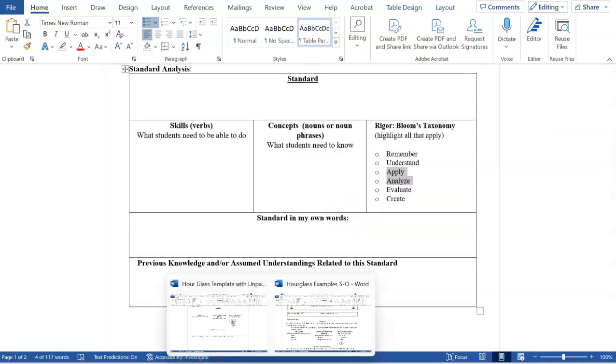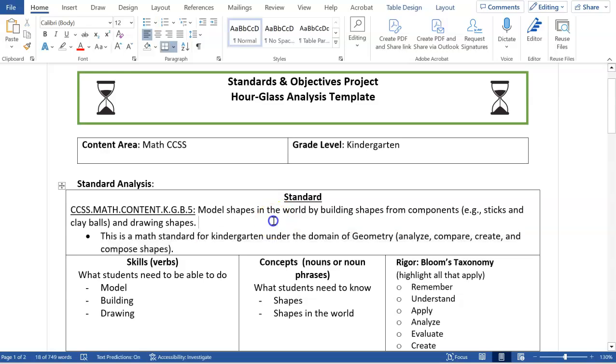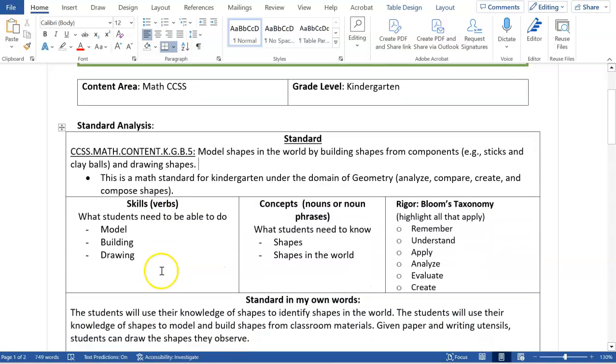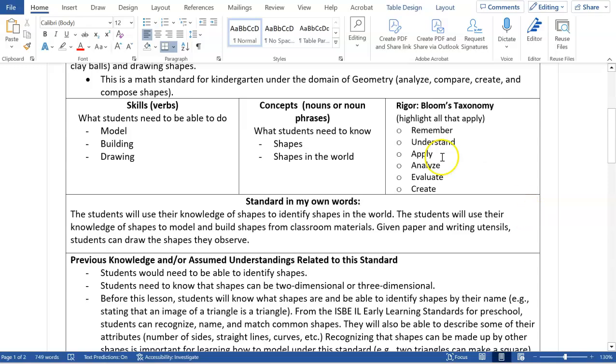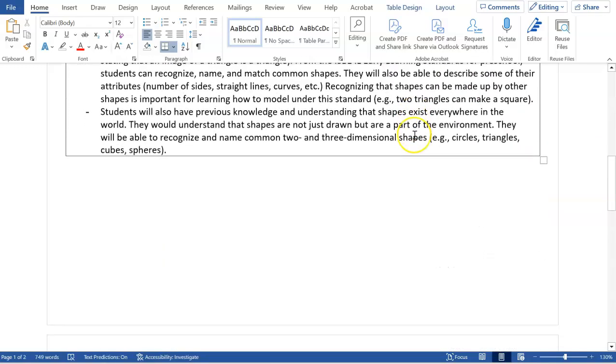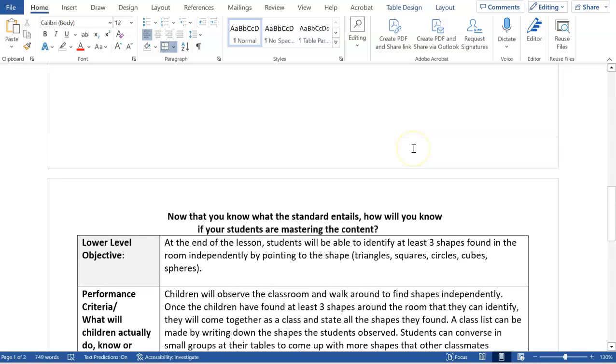Okay, just to reinforce this, we'll go over to the example. You see here that the person has our standard, the content area, and grade level. They've pulled out the verbs from the standard and listed those here, as well as the concepts of what students would need to know to be able to successfully achieve this standard. What they didn't do is highlight the levels of Bloom's. So let's take a look at their higher and lower level objectives and see if we can figure that out together.